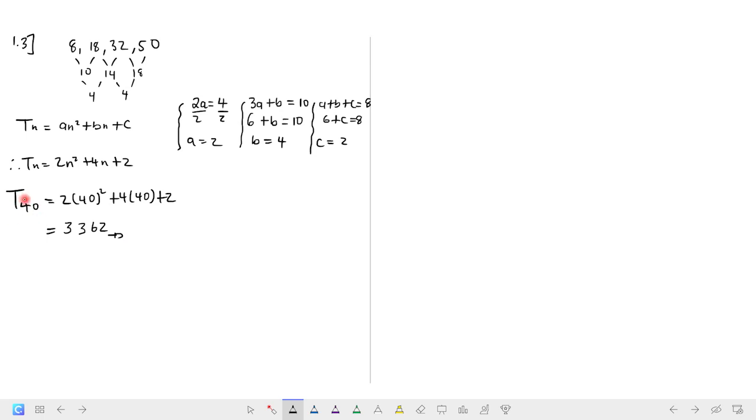Now this then means that T80 is 3,362, because you need to take it back into what the question asked. The question asked for T80.